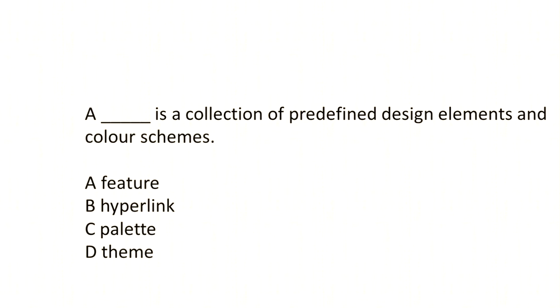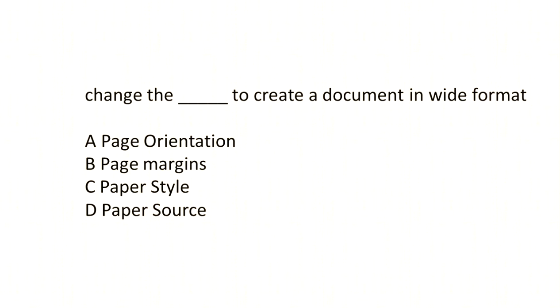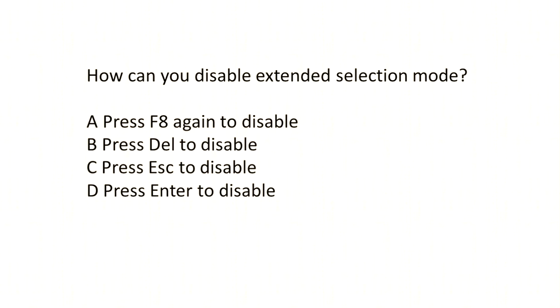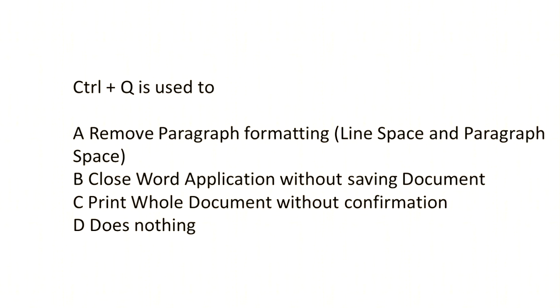Next, what is a collection of predefined design element and color schemes? Answer is theme. Next, change the what to create a document in wide format. Answer is change the page orientation. Next, how can you disable extended selection mode? Press ESC to disable. Control plus Q is used to remove paragraph formatting.